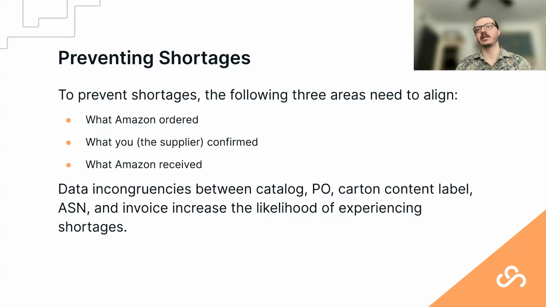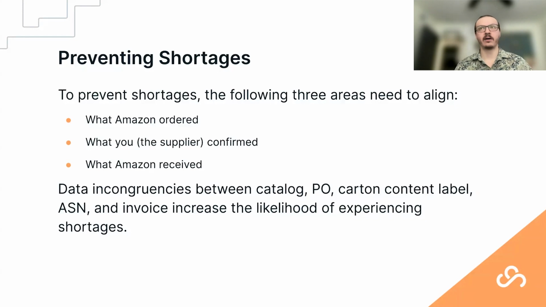But in essence here, in order to prevent shortages from happening on Amazon, ideally at least 3 of these areas need to align, and it's going to be what Amazon ordered, what you, the supplier, the vendor confirmed, and also what Amazon received. So it's the principle of the 3-way match, where what Amazon orders, what you confirmed or shipped, and what Amazon received all need to match at the end of the day.